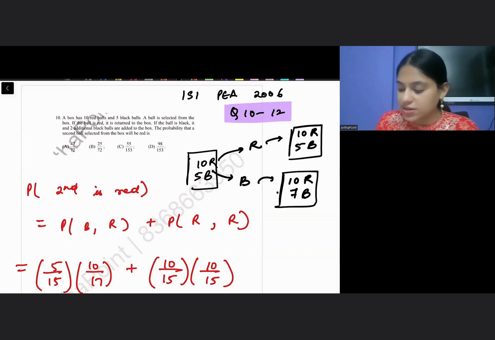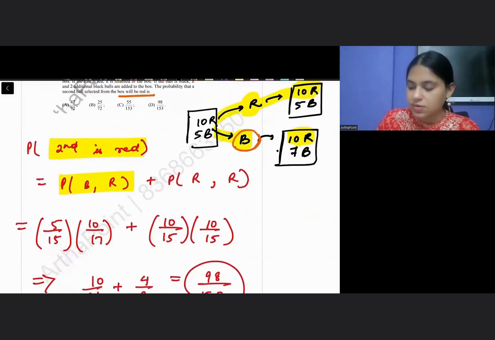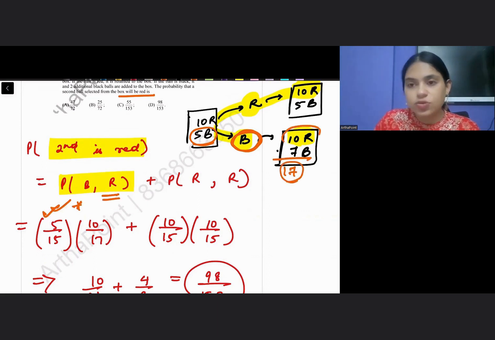And then again a ball is selected. What is the probability it will be red? The probability that the second ball will be red can be written as: you choose the first one to be black and then the second one to be red, plus, you choose the first one to be red and then the second one to be red. So first one to be black: how many black balls are there? 5 out of 15. And then into the second one to be red. Now there are 17 balls. So probability of choosing a red ball will be 10 by 17.